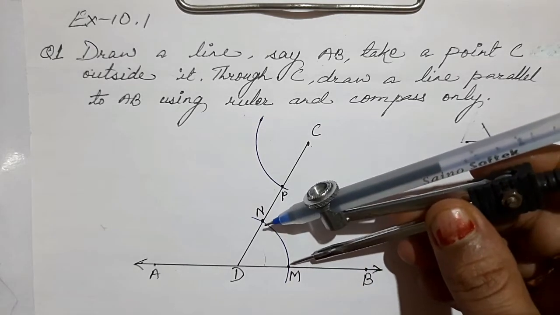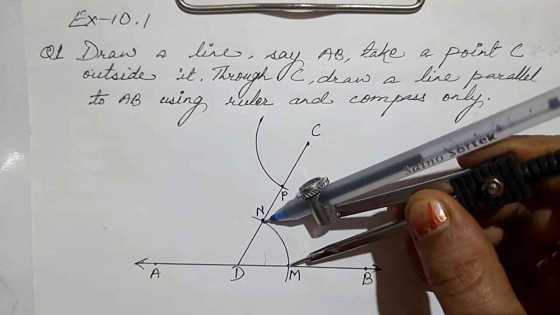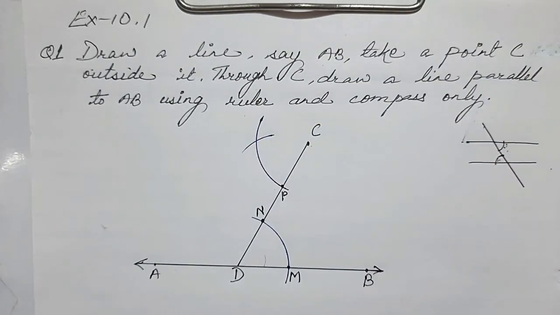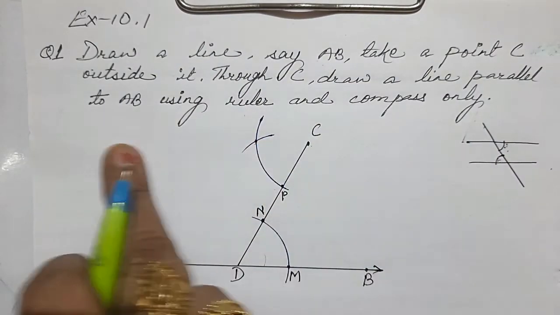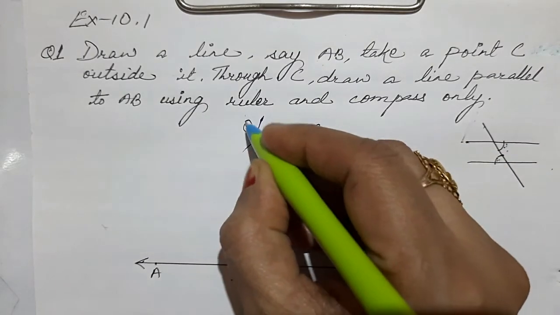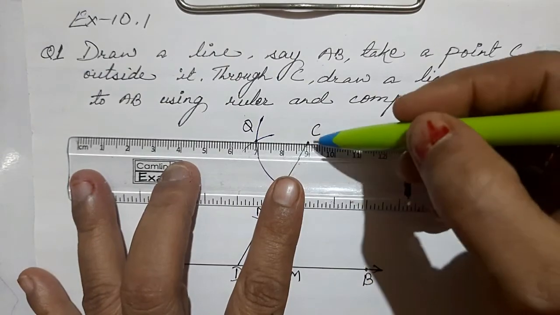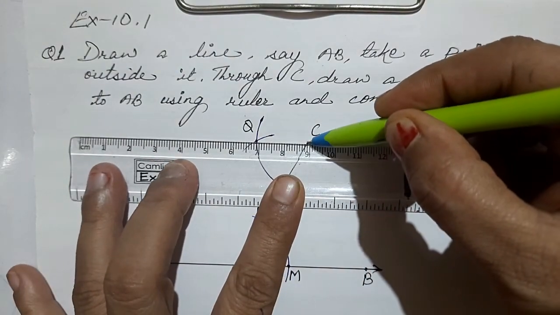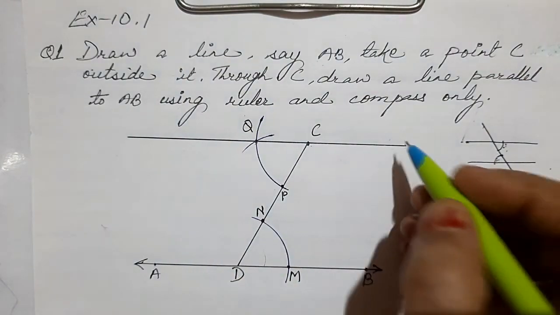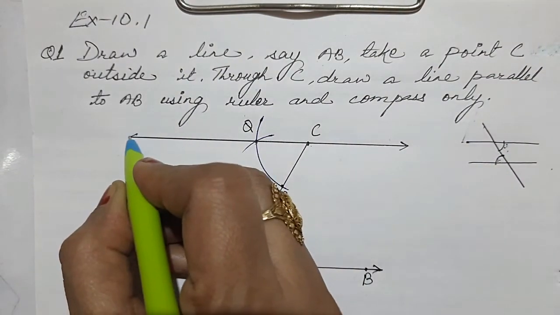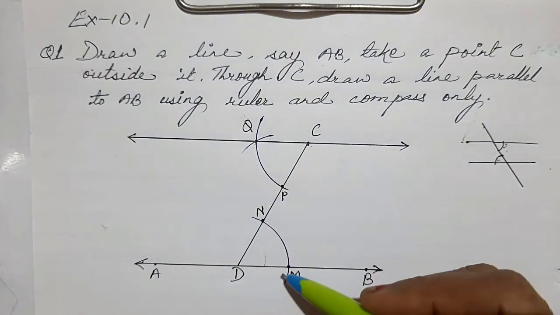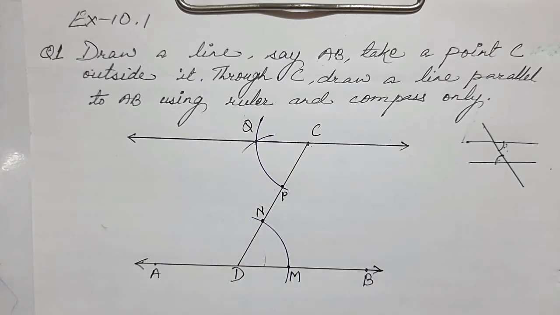Now I am making the angle equal to MN from P. If I cut an arc, I get a point, and a line going through this meeting point and C, say this point is Q. So what we get is a line that is parallel to AB. Our purpose is solved here. I got two alternate interior angles which are equal and this gives me parallel lines.